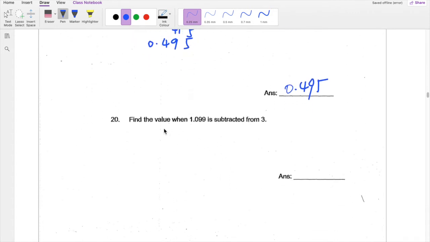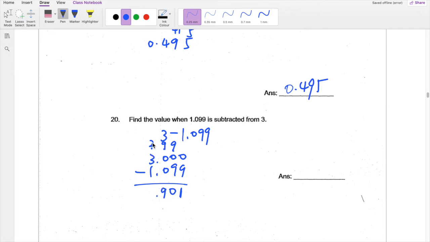Okay, here we need to subtract 1.099 from 3, so it's very straightforward. So we just use 3.000 minus 1.099. This one is not enough, so we need to borrow 1 from here. If you borrow from here, this 2 becomes 9. 9 minus 9 is 0, 9 minus 0 is 9, and this one only 2 becomes 1. The answer is 1.901.